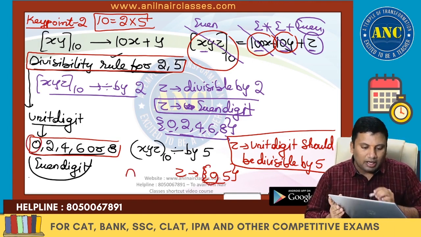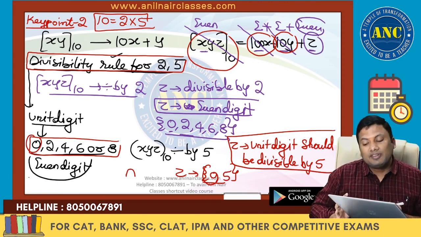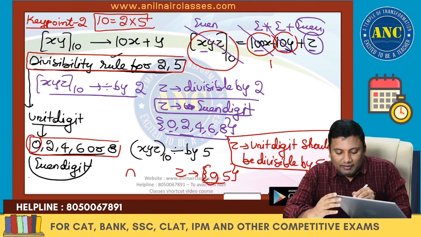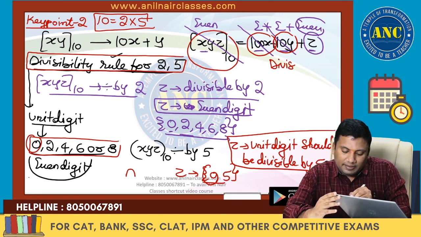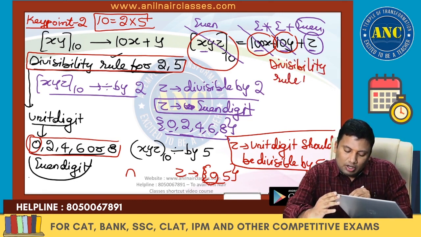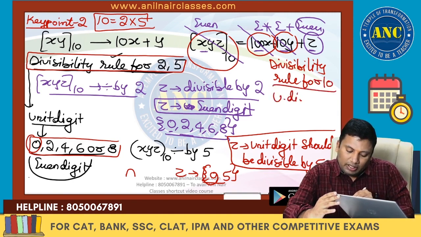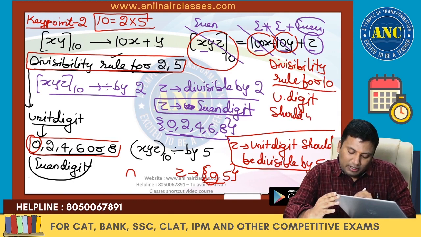0 is common in both. That means, what is the divisibility rule for 10? The divisibility rule for 10 is that the unit digit should be 0. I hope the idea is clear. Why should the unit digit be 0?